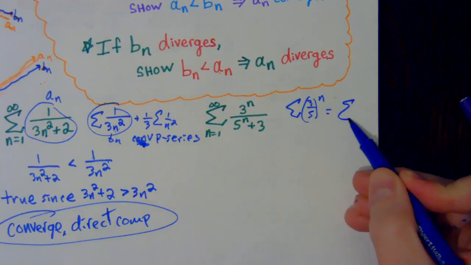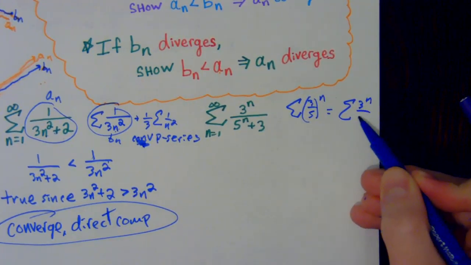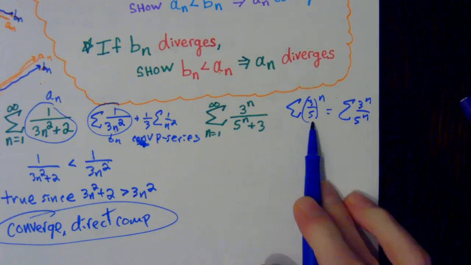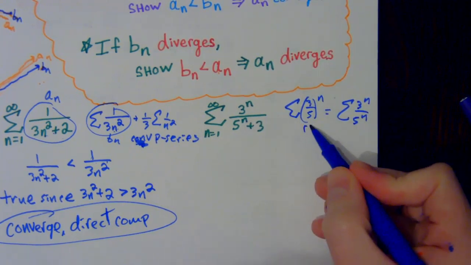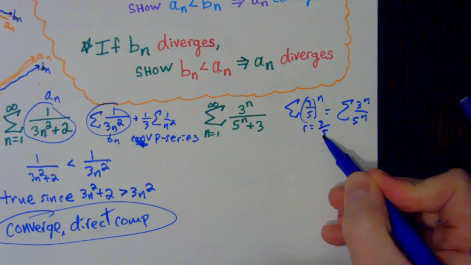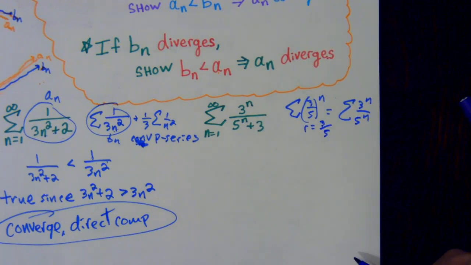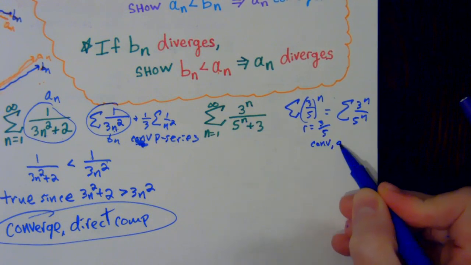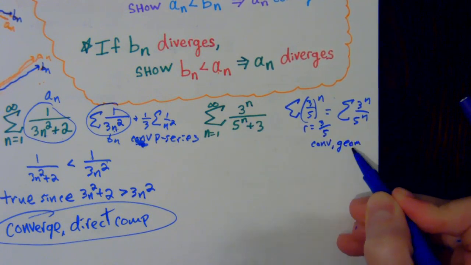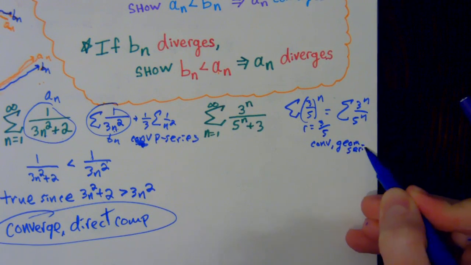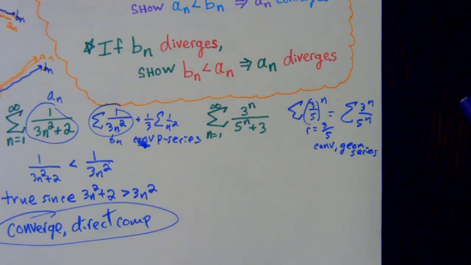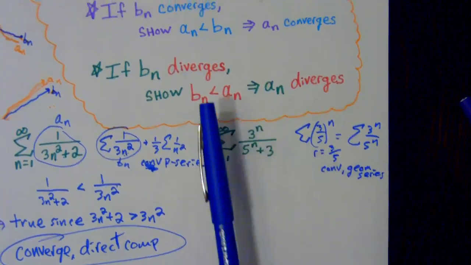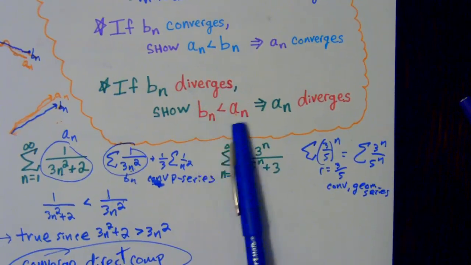That is the same thing as 3 to the n over 5 to the n. But we do know what this does. This is my r is equal to 3/5. That is a geometric series. And remember, that's in between -1 and 1. That is going to be a convergent geometric series. All right, so I know what converges again, but the inequality is going to be the same.